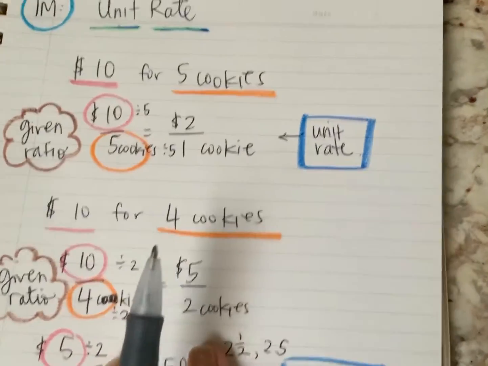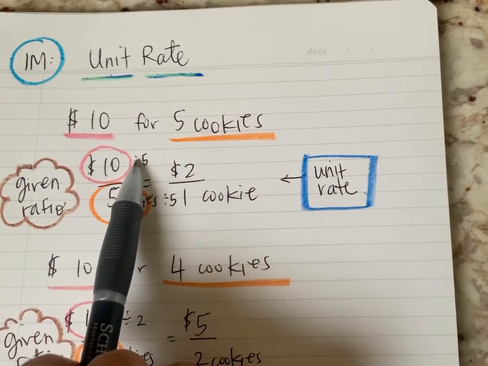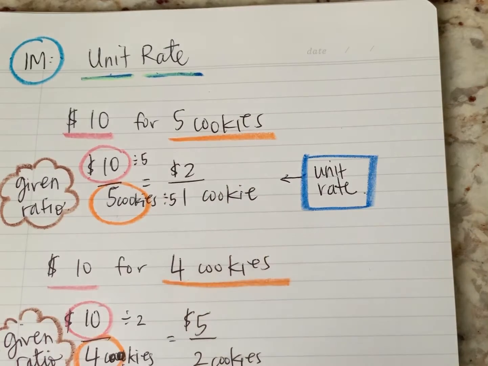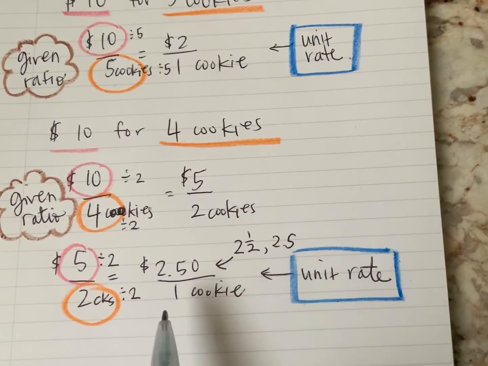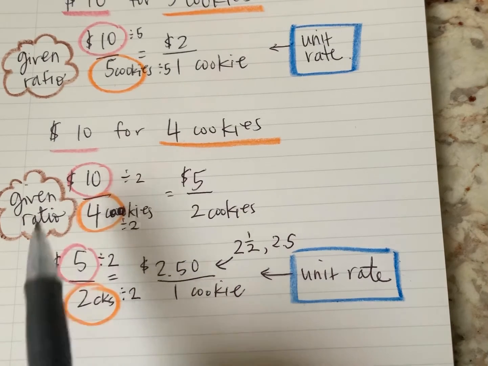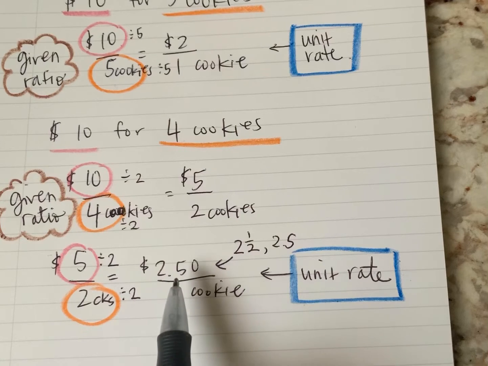So here, these cookies were cheaper, $2 for 1 cookie, although that's not even really that cheap. And the second ratio, $10 for 4 cookies, is going to be $2.50 for 1 cookie. Definitely not a cheap cookie, better be good.